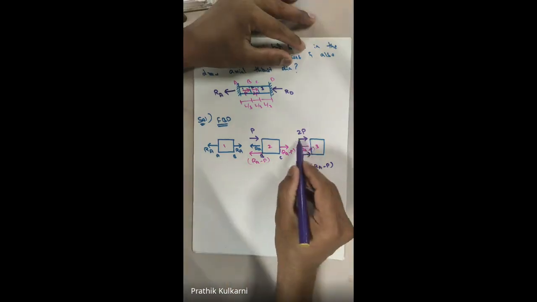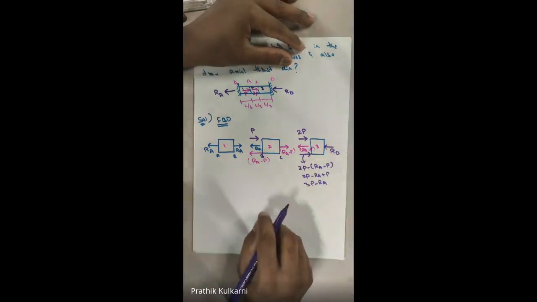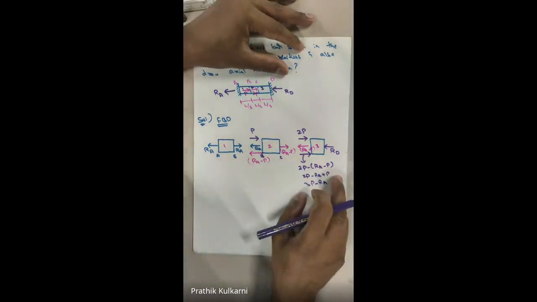Look, this is going to the right, right? Going to the right, so plus 2P. This is going towards left, so minus RA minus P. So what will happen? This is 2P minus RA plus P, which is equal to 3P minus RA. And towards right side here, what we have? We have RD. Fine. So this is my free body diagram.